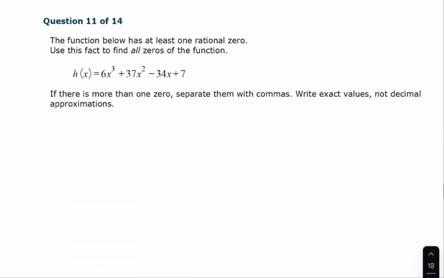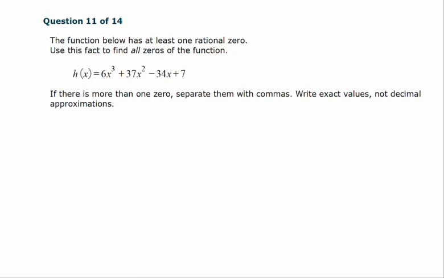Now, question 11, look what it says. Look how it's worded differently. It says, the function below has at least one rational zero. Use that fact to find all of the zeros for the function. And if there's more than one zero, separate them with commas. We want exact values, so if there's any square roots, you're going to write them. If there's any fractions, keep it in fraction form.